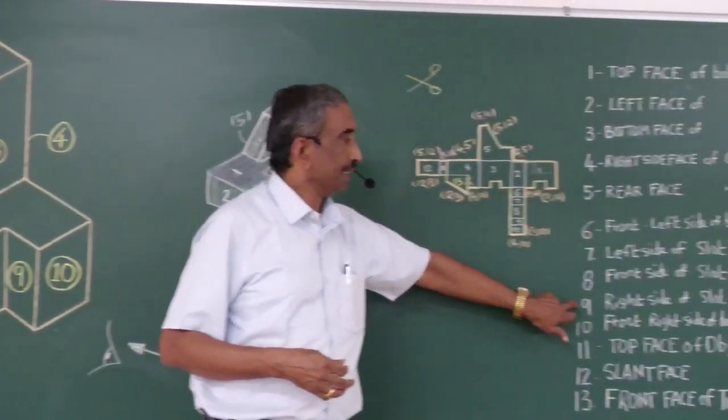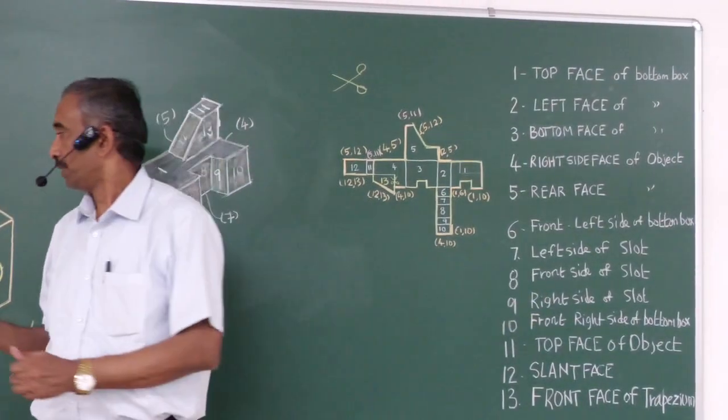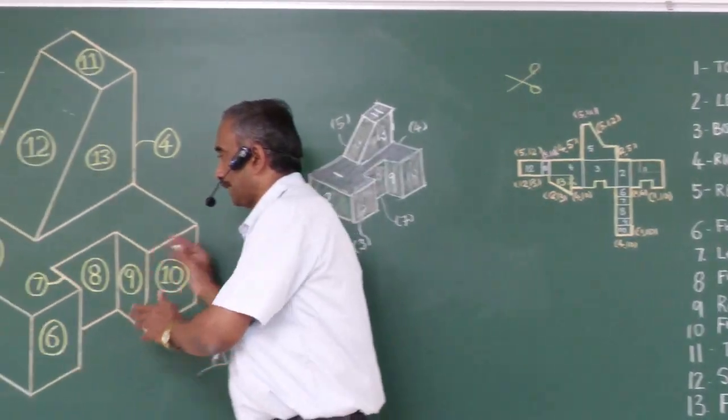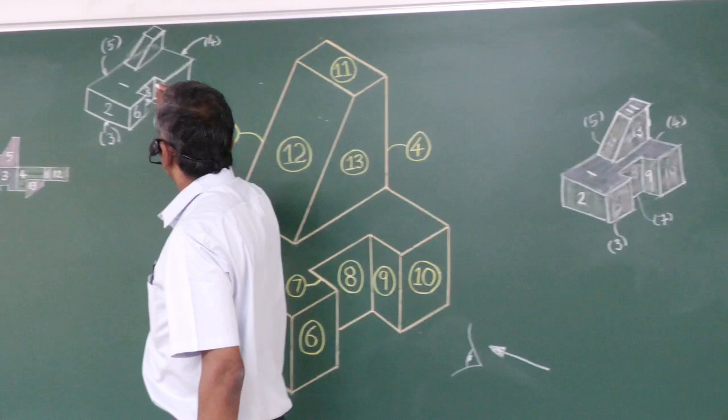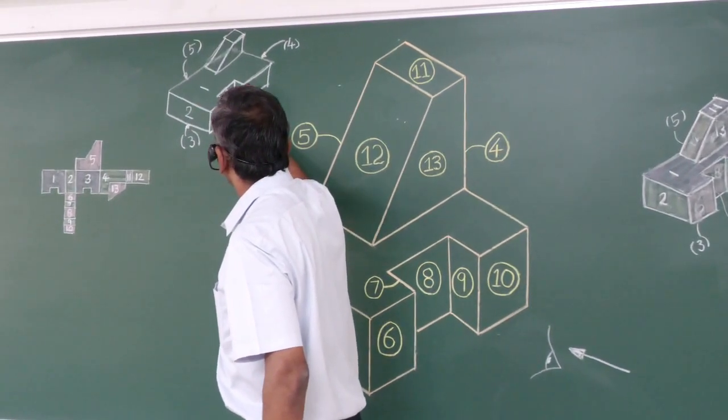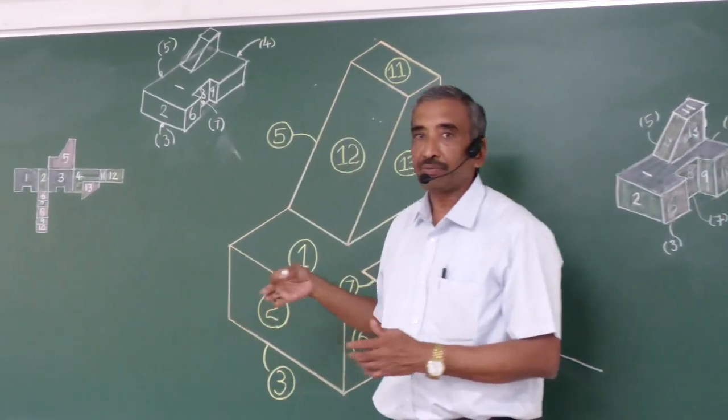Face 9 is the right side of the slot. This is my slot. This is the right side of the slot. That is face 9. So in your drawing, we can mark this as face 9, the right side of the slot.